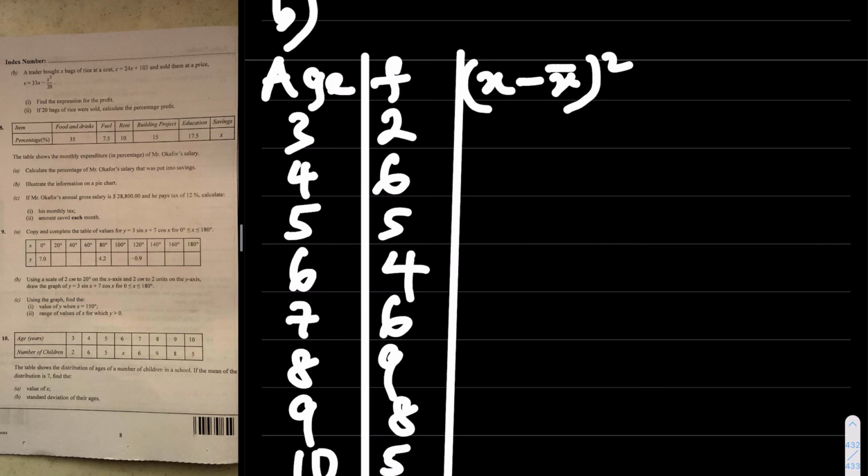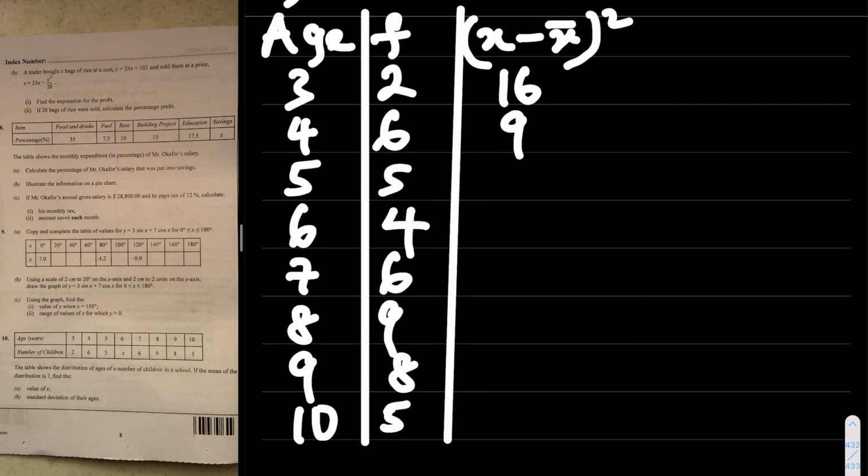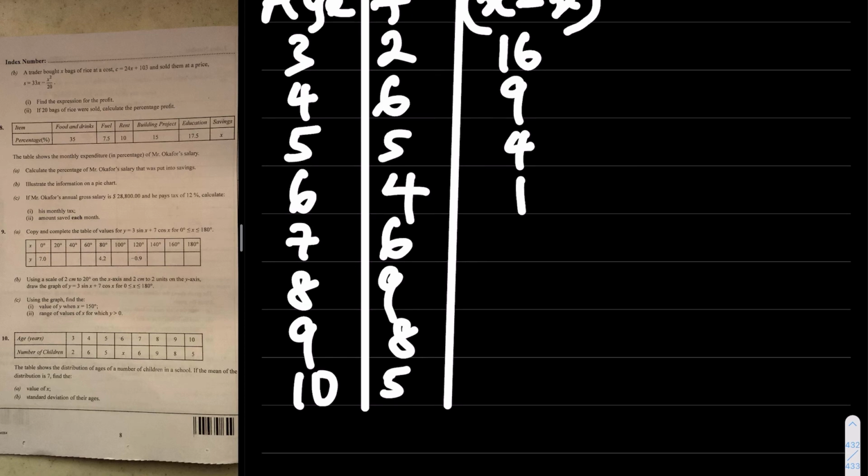Mean is 7. x minus mean will be 3 minus 7, which is minus 4. The square of minus 4 is 16. x minus mean here is 4 minus 7, which is minus 3. The square of minus 3 is 9. 5 minus 7 is minus 2, the square is 4. 6 minus 7 is minus 1, the square is 1. 7 minus 7 is 0, the square of 0 is 0. Here, x minus mean is 8 minus 7, which is 1.